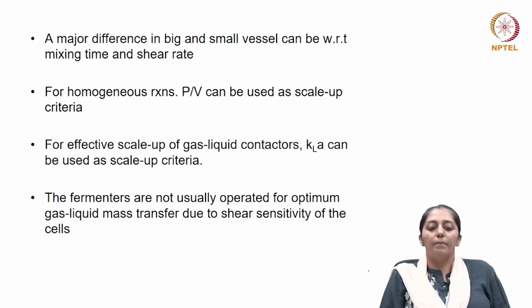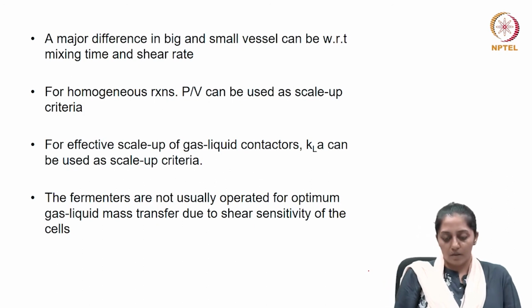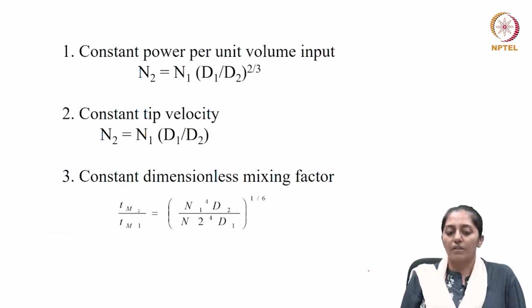So, the major difference in the big and the small vessel can be with respect to the mixing time and the shear rates. For homogeneous reactions, power per unit volume can be used as a scale up criterion. If cells are uniformly suspended, it can be called a homogeneous mixture. For effective scale up of gas liquid contactors, where two phase interactions are important, gas liquid interactions, then kLa can be used as a scale up criterion. The fermenters are not usually operated for optimum gas liquid mass transfer due to shear sensitivity of the cells.